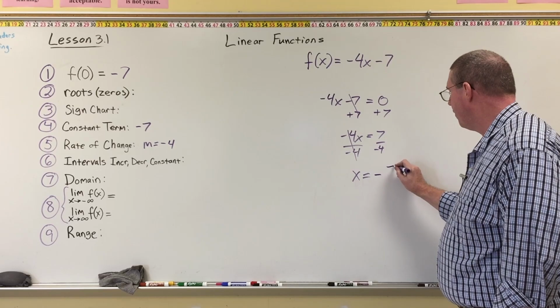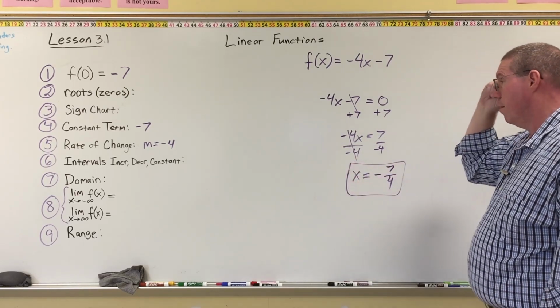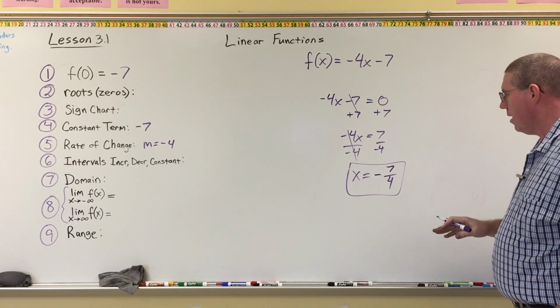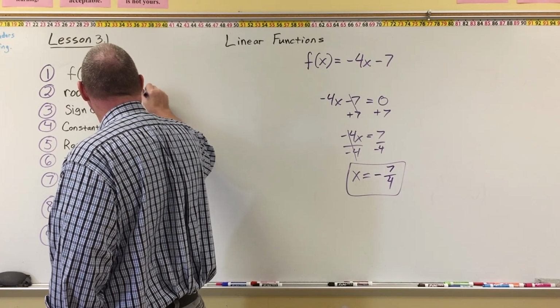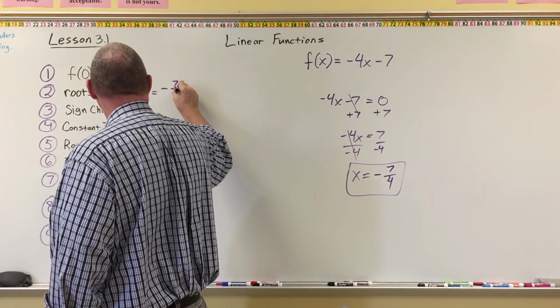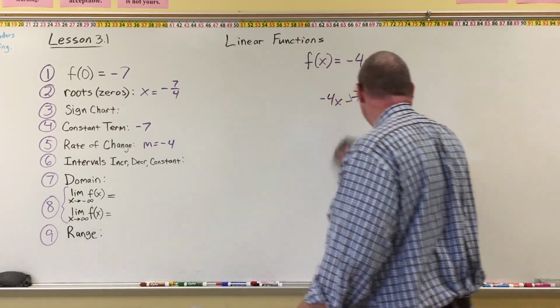So we'll say negative 7 over 4. So the only root, the root of this linear function, is negative 7 over 4. Okay? So we're going to say the root is x equals negative 7 over 4. Now we can make the sign chart.